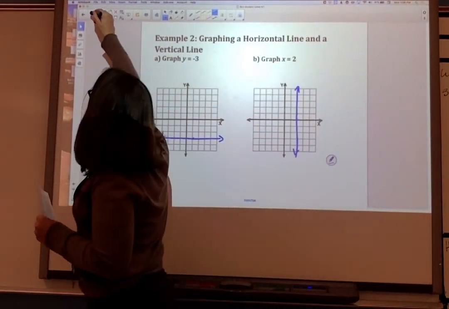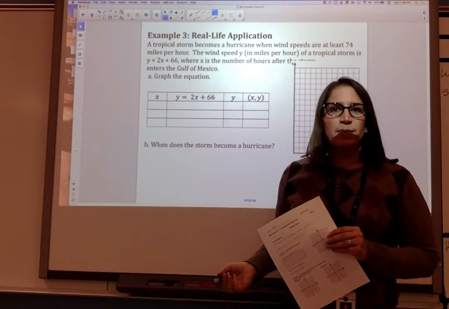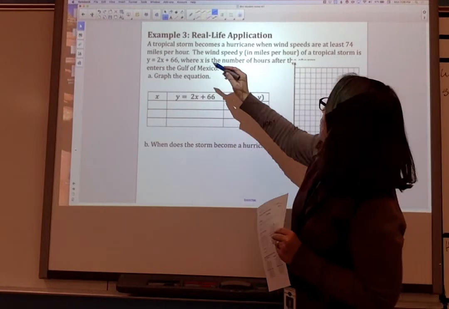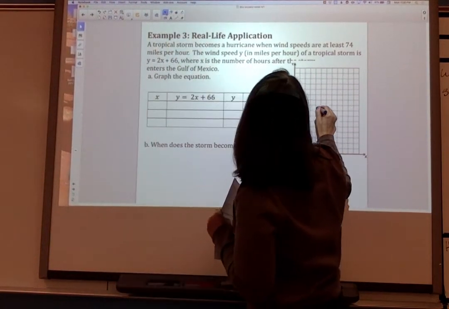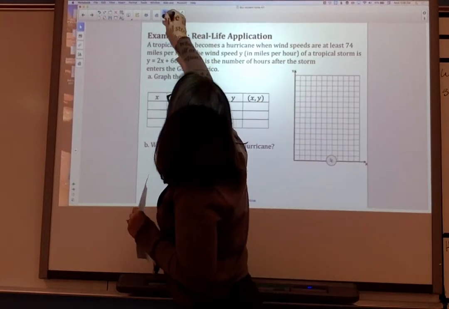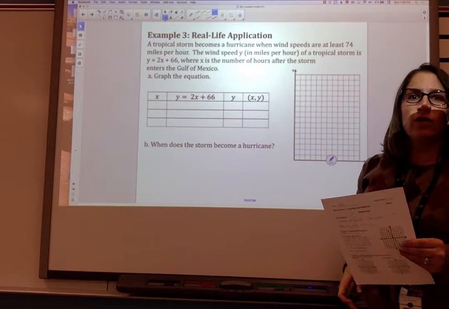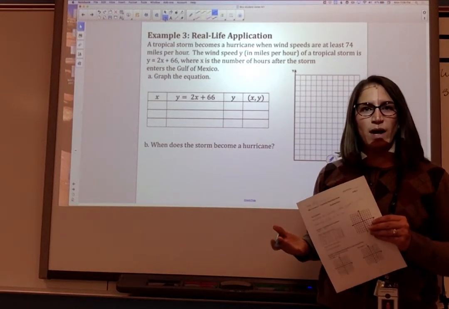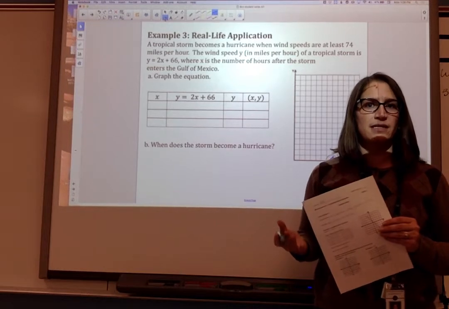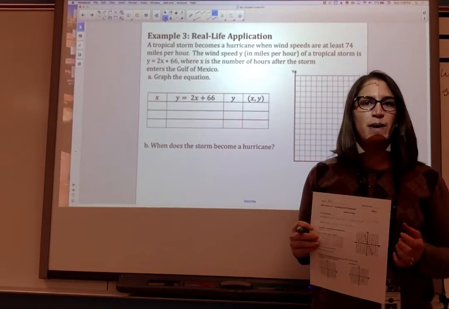All right, let's try an application here. We're told that a tropical storm becomes a hurricane when the wind speeds are at least 74 miles per hour. The wind speed in miles per hour is given by the equation y equals 2x plus 66, where x is the number of hours after the storm enters the Gulf of Mexico.